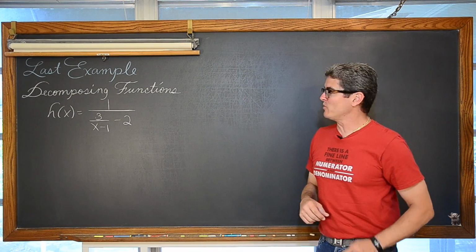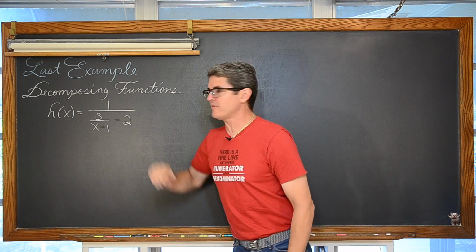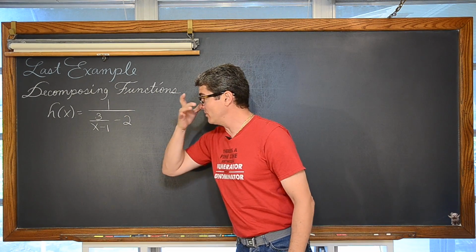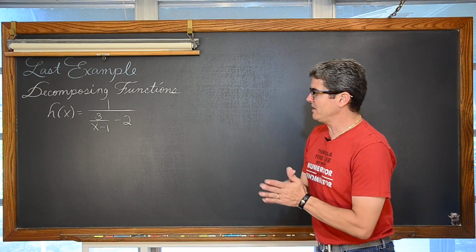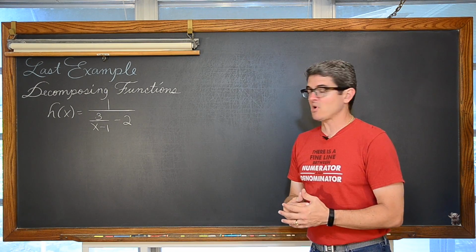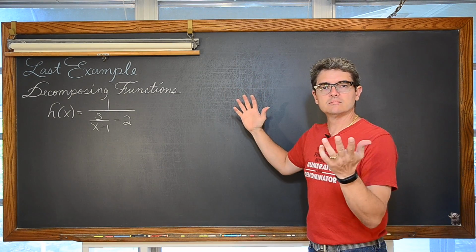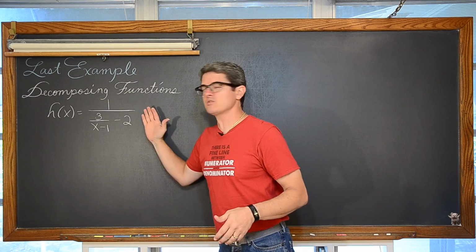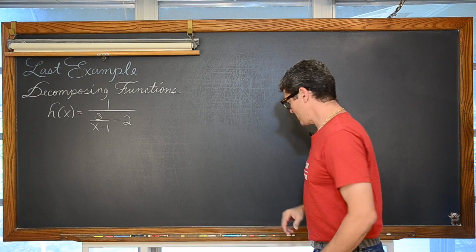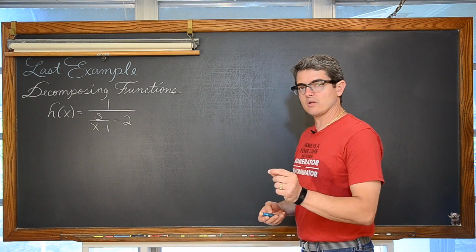For our last example, we have h of x is equal to 1 over 3 divided by x minus 1, minus 2. Now this last example is quite interesting, and there's a lot of different ways I can take a look at this problem. First of all, I can just say, hey, what's the domain? We just talked about finding the domain of rational functions, and let's just focus on the fact that you cannot divide by 0. We're going to do some color coding here.